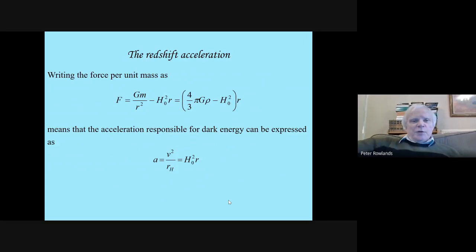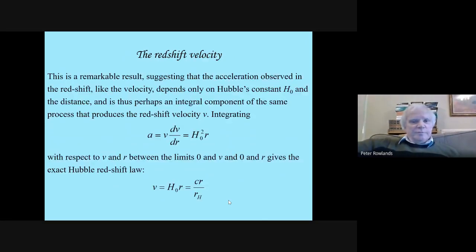So if we write the force on unit mass in that way, we can express the acceleration responsible for the dark energy as, and this is the significant formula, which only comes out of the critical density being 2/3 of the total energy density of the universe. A equals v squared over RH, acceleration equals H0 squared r. And that's very significant because it means that the acceleration and the velocity are related directly and they're not independent information.